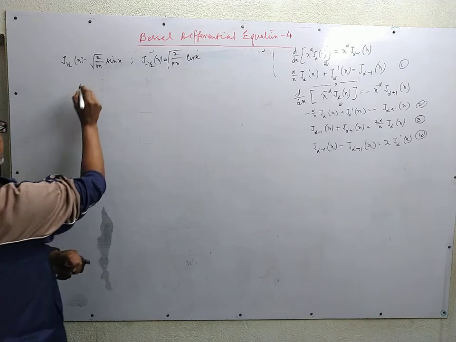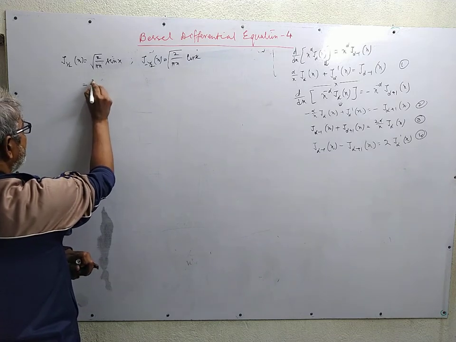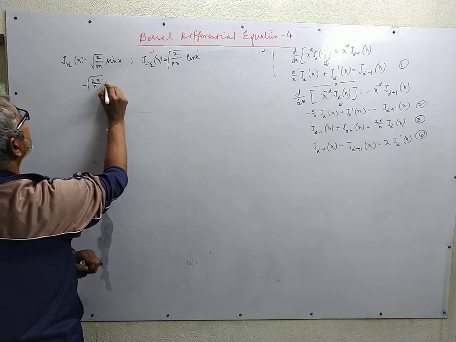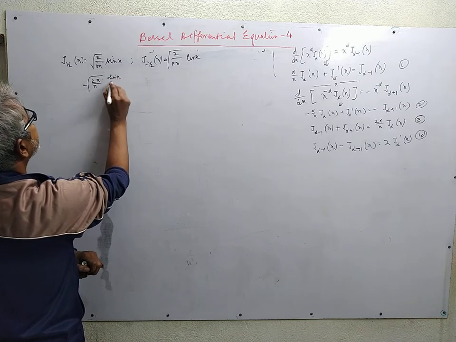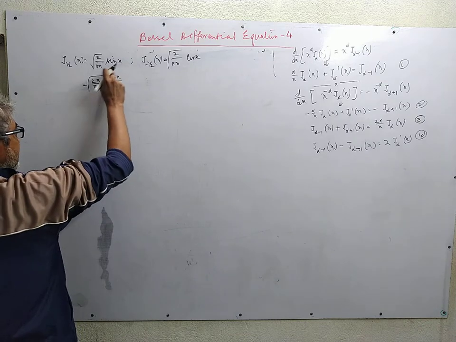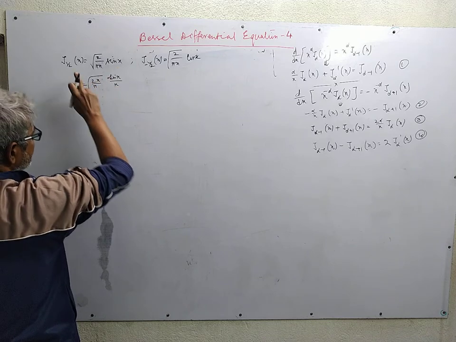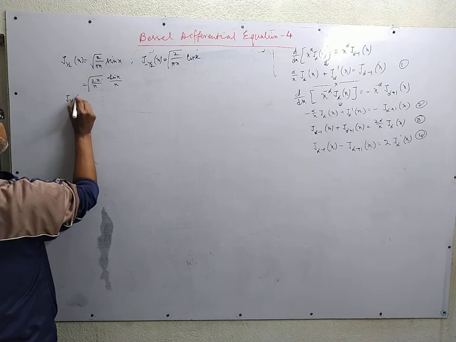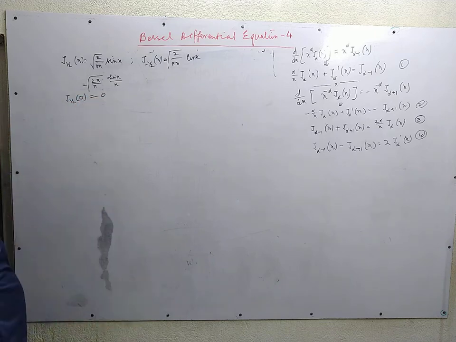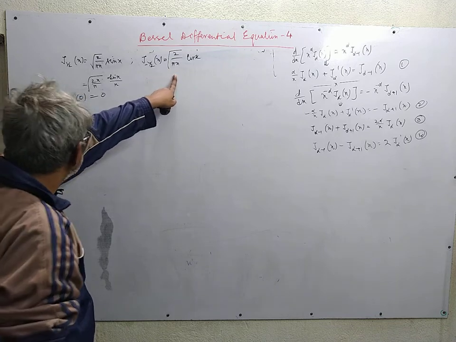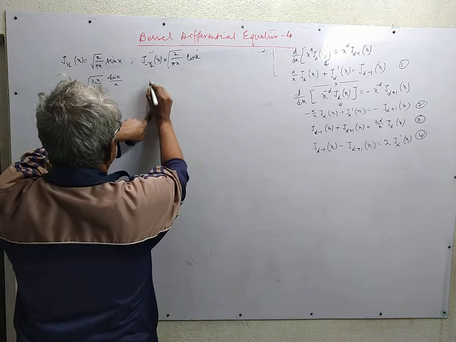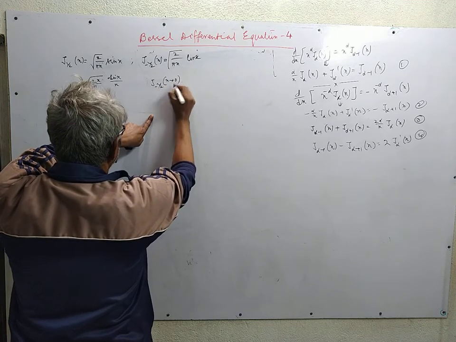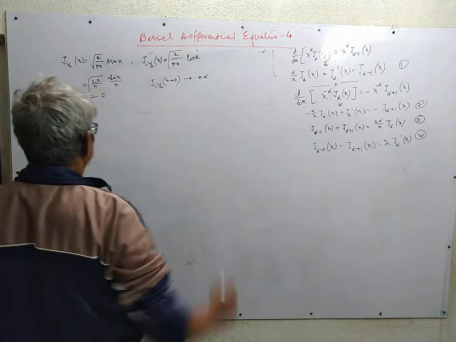At x is equal to 0, we can rewrite it as root of 2x by pi times sin x by x. As x tends to 0, this tends to 1 and this tends to 0. So j half of 0 is 0, but j of minus half has an essential singularity, and as x tends to 0, it tends to plus infinity.